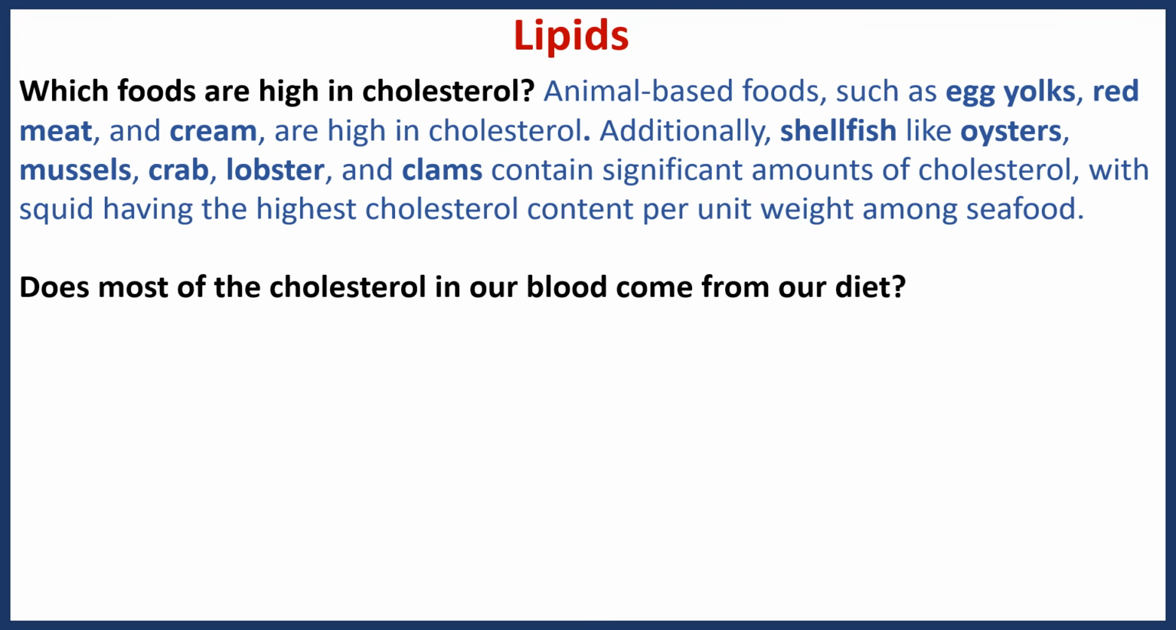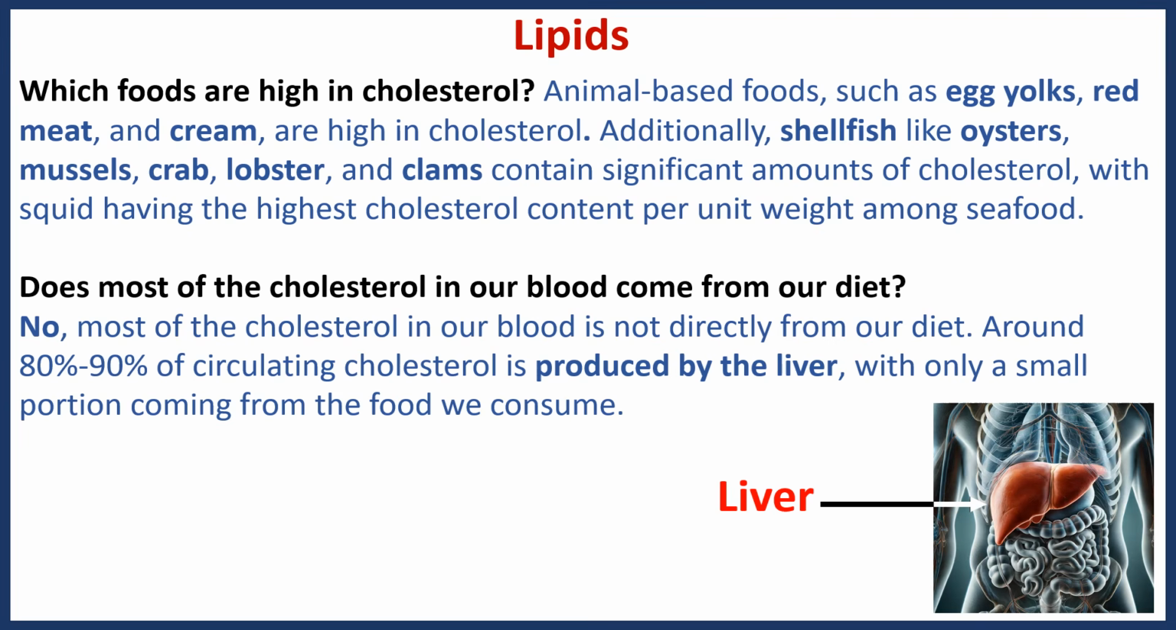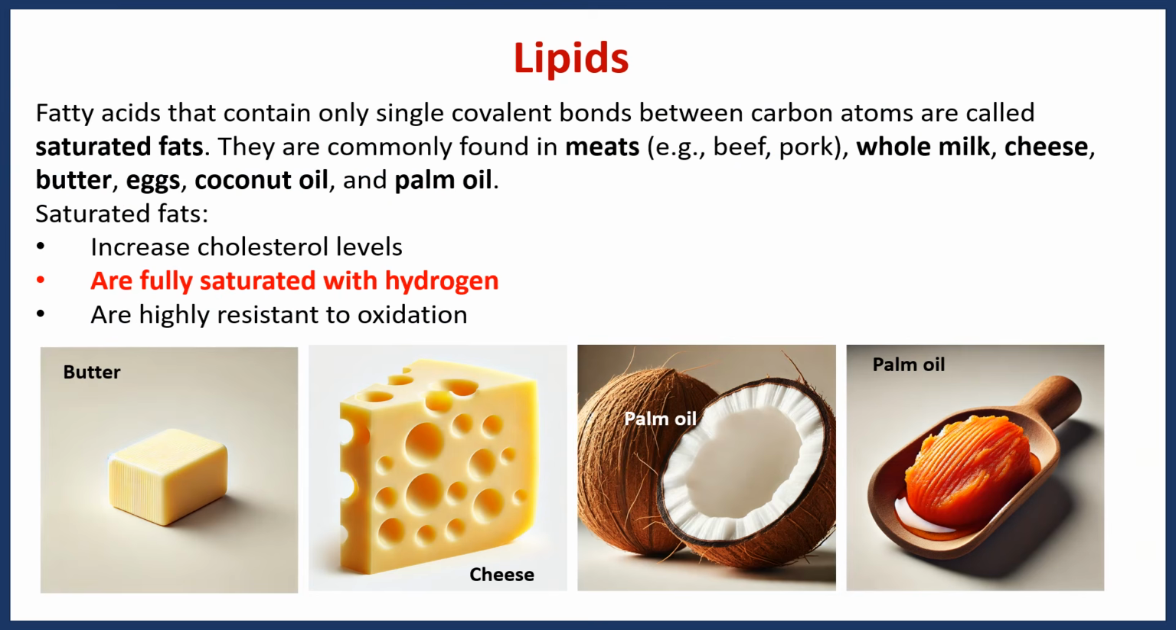Does most of the cholesterol in our blood come from our diet? No, most of the cholesterol in our blood is not directly from our diet. Among 80 to 90% of circulating cholesterol is produced by the liver, with only a small portion coming from the food we consume. Now, what does fully saturated with hydrogen mean?